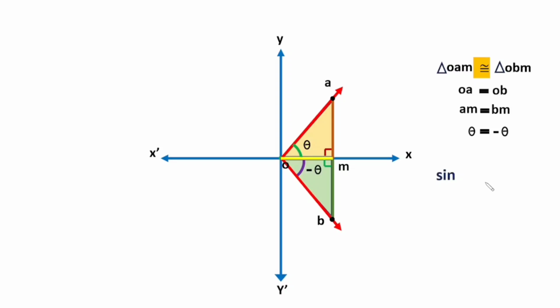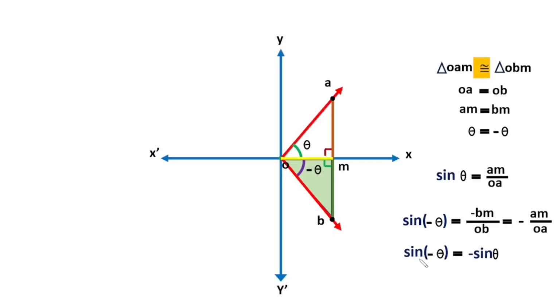Now the sine ratio of theta equals AM upon OA, and the sine ratio of minus theta equals minus BM upon OB. BM is negative this time because BM is on the down y-axis, that is negative. But AM equals BM, so we can replace BM by AM. So the sine ratio of minus theta equals minus AM upon OA. Hence, sine minus theta equals minus sine theta.